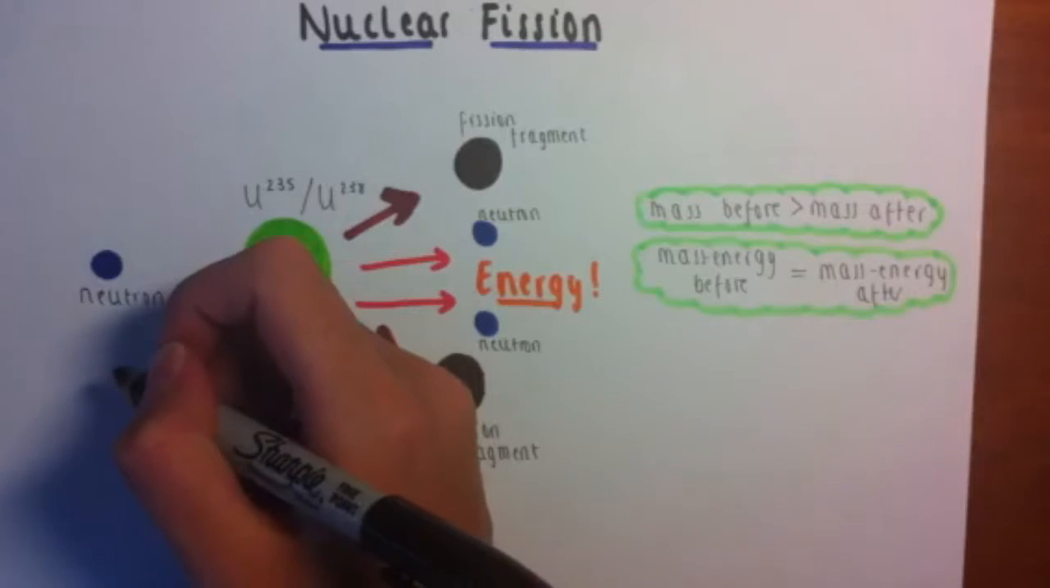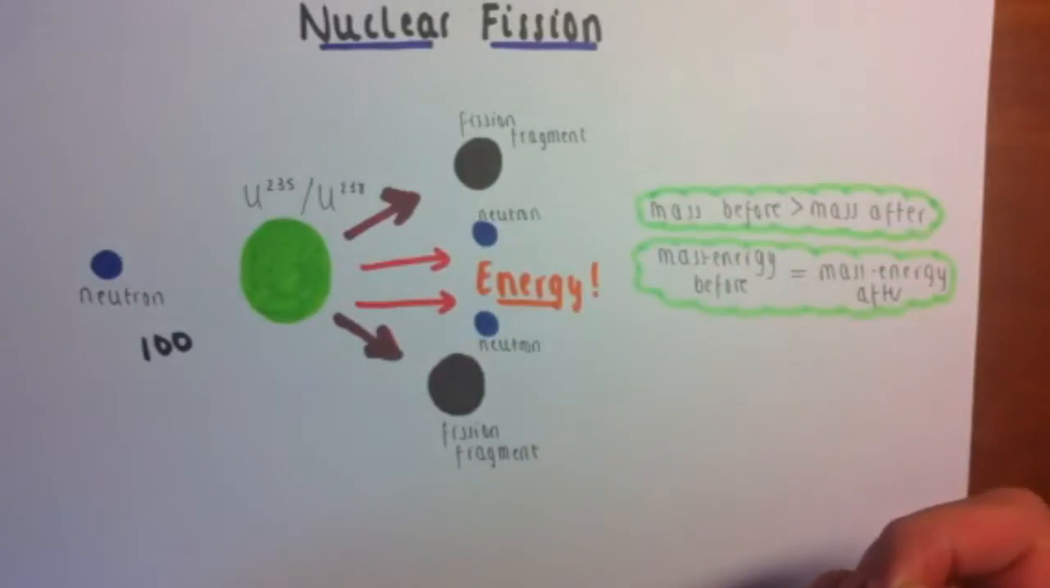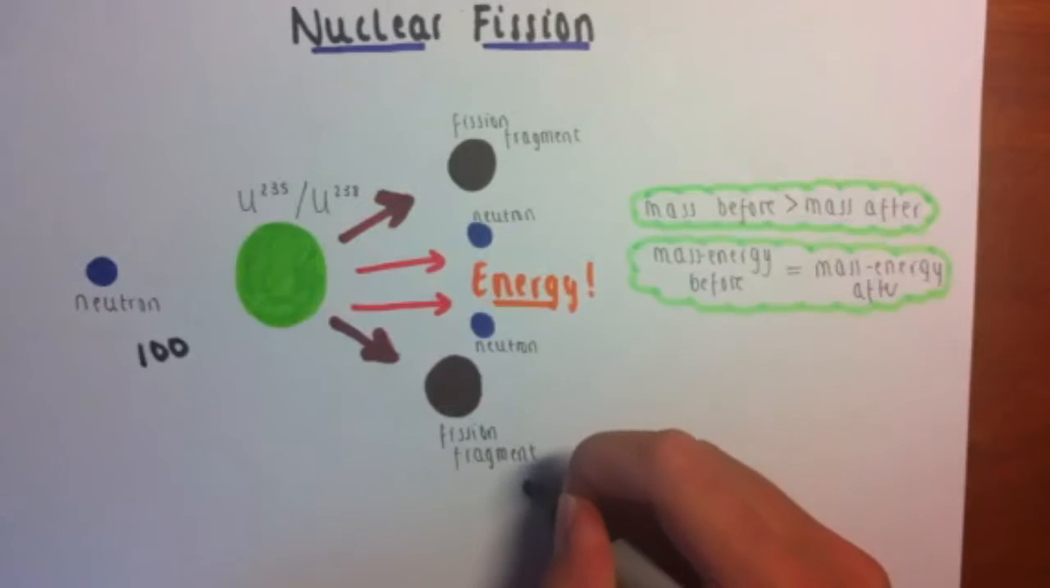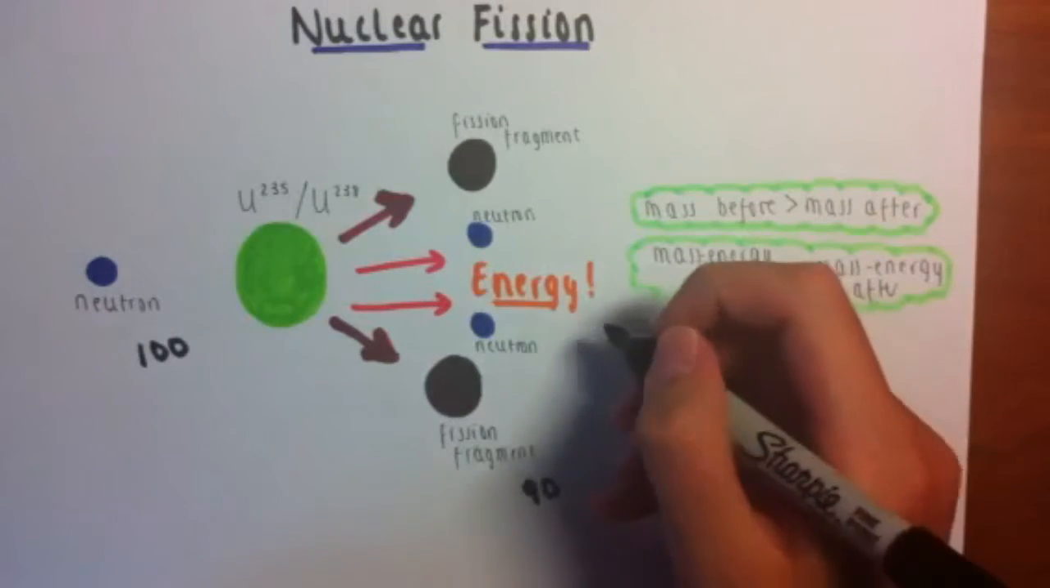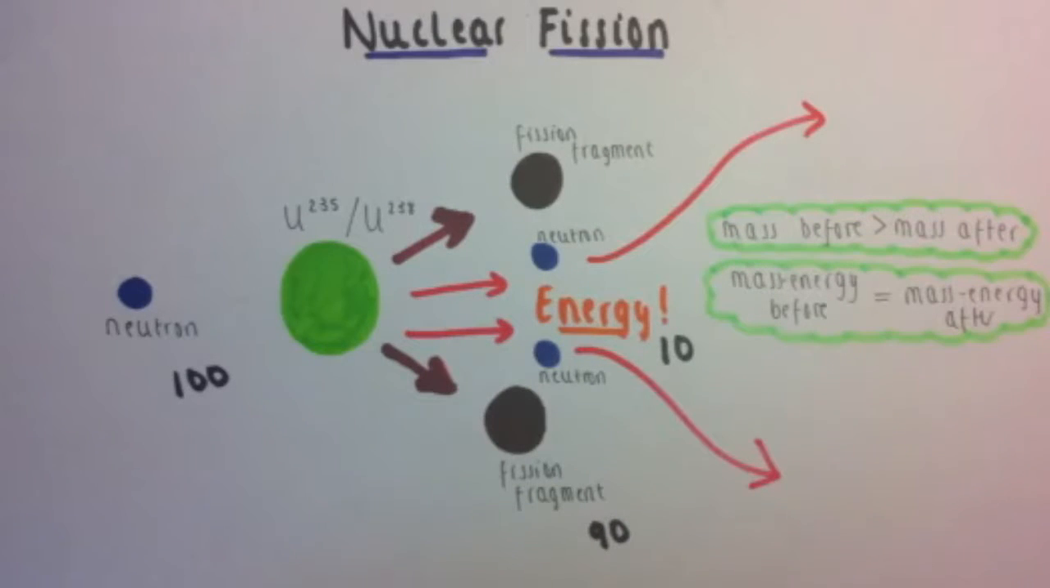For example, if the mass before was 100, the mass afterwards of the two fission fragments will be, for example, 90. Therefore, a mass of 10 was converted into energy. This reaction is known as a self-sustaining chain reaction because it produces more neutrons, and these neutrons will then go off to split more uranium nuclei, hence releasing more energy.